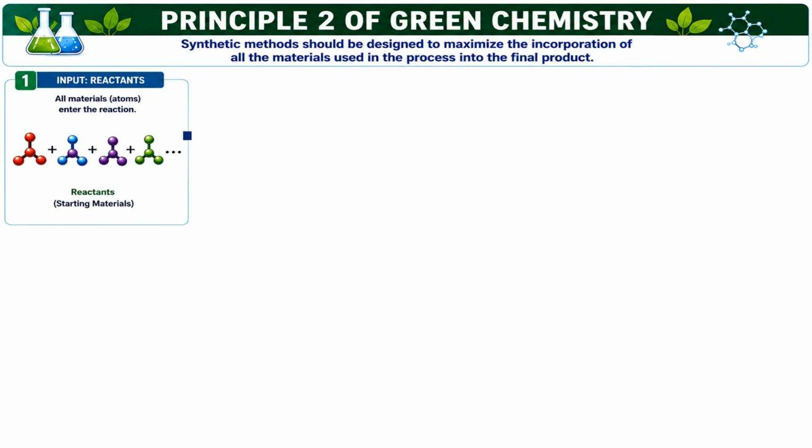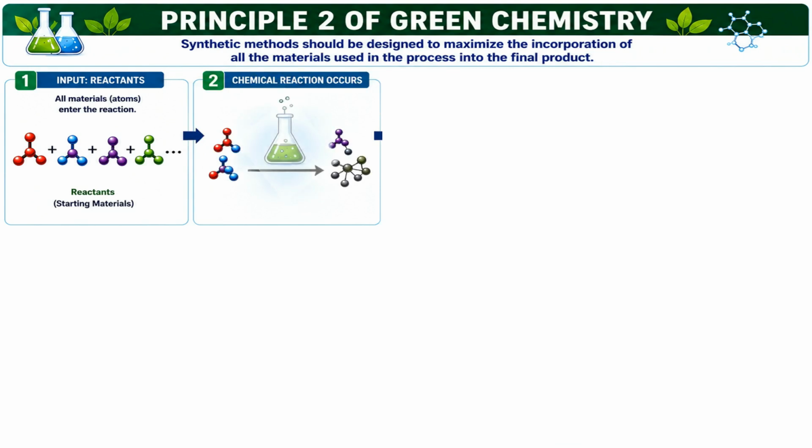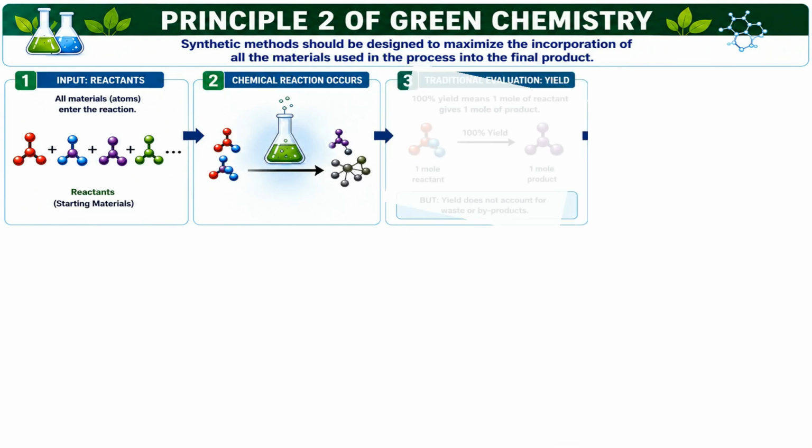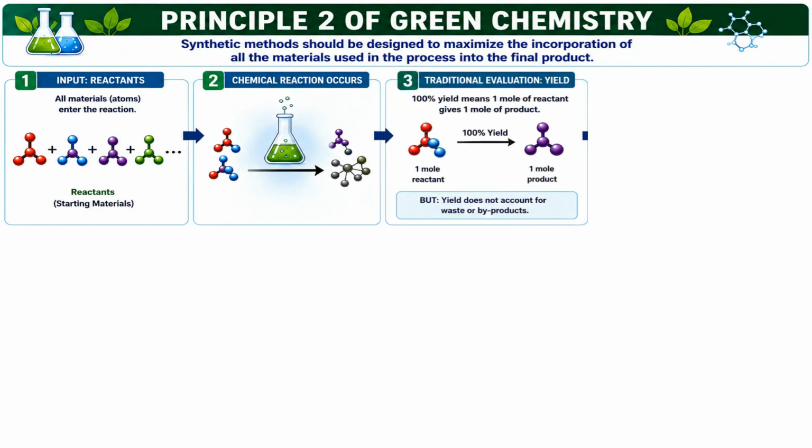the reaction. But the key question is: when a chemical reaction occurs, do all these atoms actually become part of the final product? Traditionally, we evaluate reaction efficiency by using percentage yield calculation. For example, 100% yield means 1 mole of reactant produces 1 mole of product.